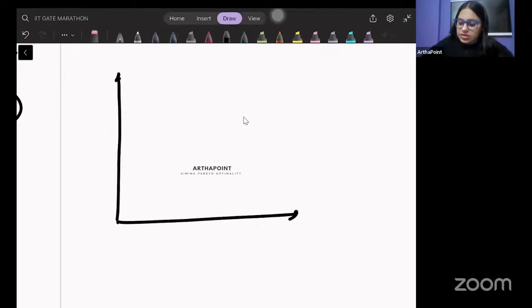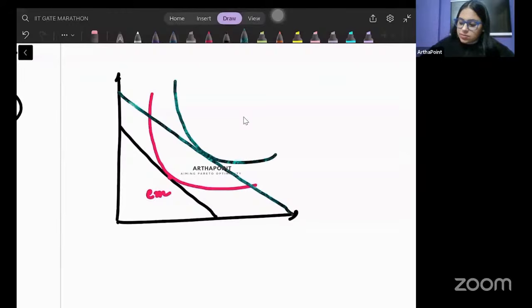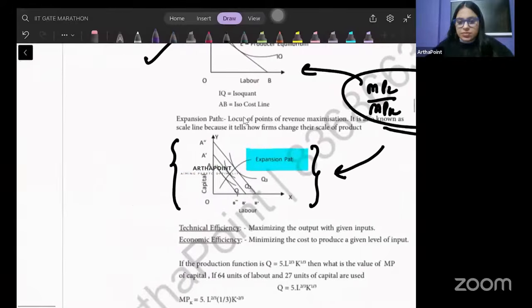I tell you that this is my ISO cost line, and I tell you that this is my ISO quant. This is my equilibrium. Now, the producer has more money, so he can incur more cost. So his ISO cost line shifted upwards. And then his new equilibrium point is here. This is his new tangent point. If I joined all such tangent points, I will get the expansion path. This is my expansion path. So this is what this is explaining.